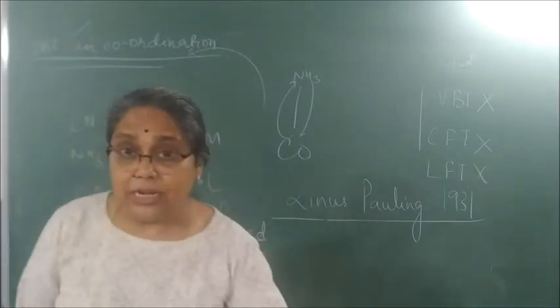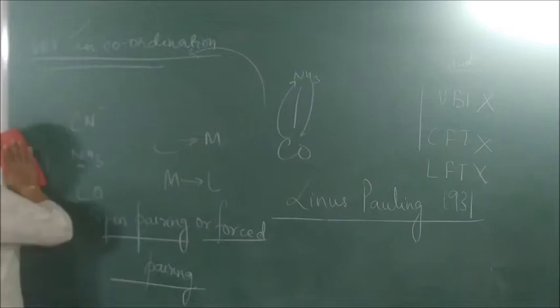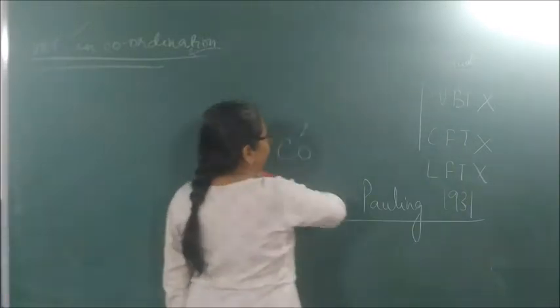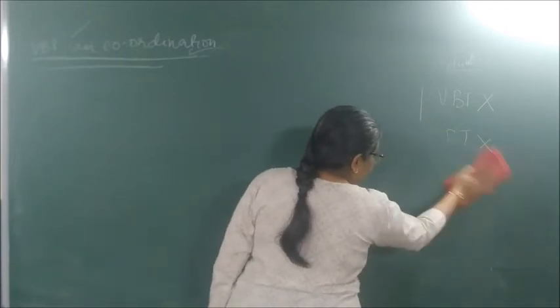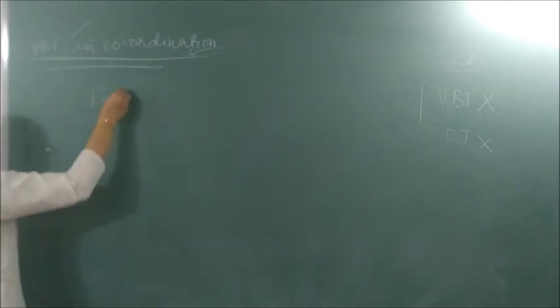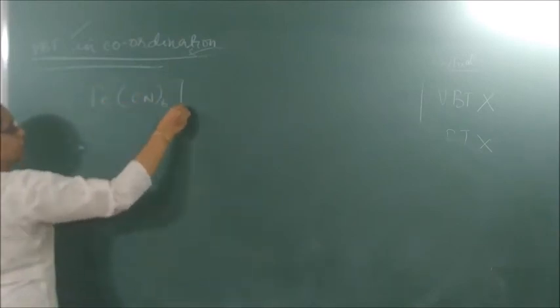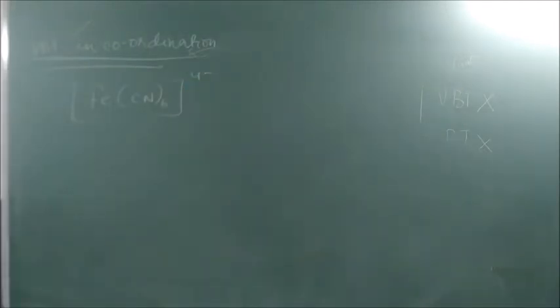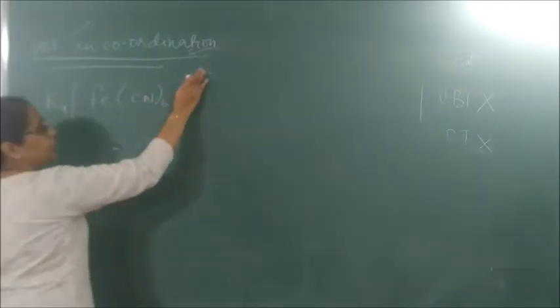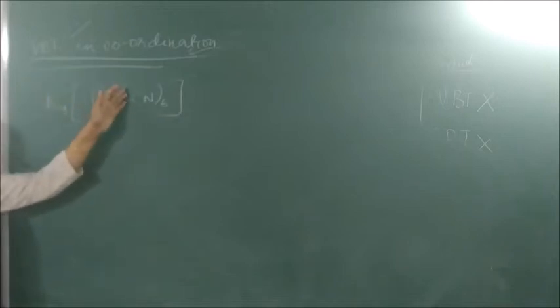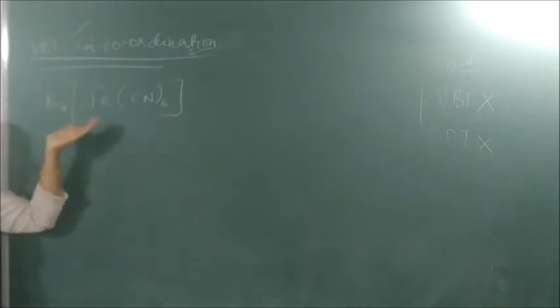So let us understand what we have written. Don't write the example, I am just trying to explain it to you. What is spin pairing or forced pairing? Let us take the complex Fe(CN)6 4 minus. Or I can take the complex K4[Fe(CN)6], which is called potassium hexacyanidoferrate(II). This is the complex.